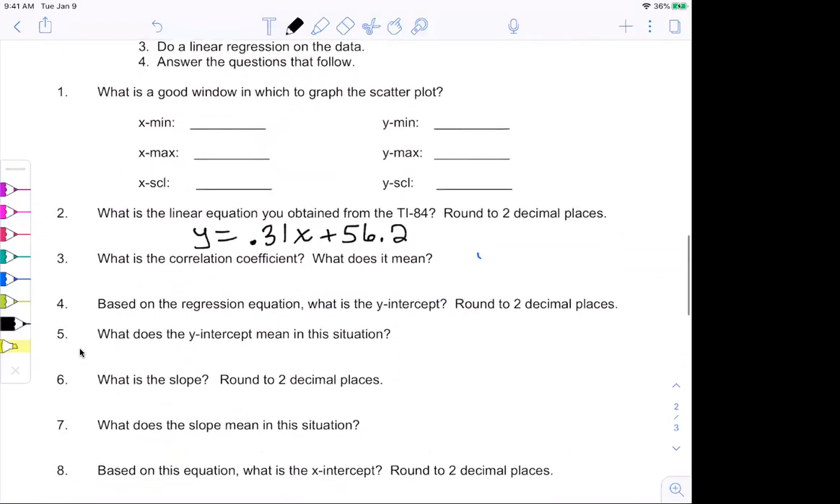The r value would be 0.98, really close to being 1. So that means the data is very close to forming a line, or it's very close to being perfectly linear.